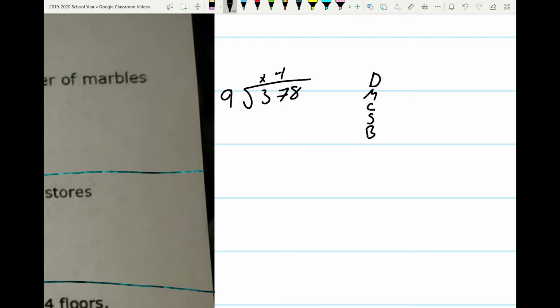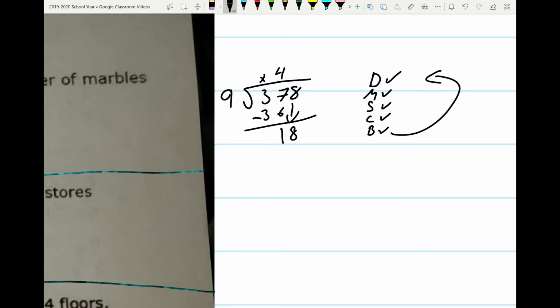How many times can 9 go into 37? At least 4 times. I divided. Now we're multiplying. 9 times 4 is what? 36. Okay. Now I subtract. 37 minus 36 is 1. Check, is my difference smaller than my divisor? Yes, it is. I bring the next number down. 18. Now I start all over again.